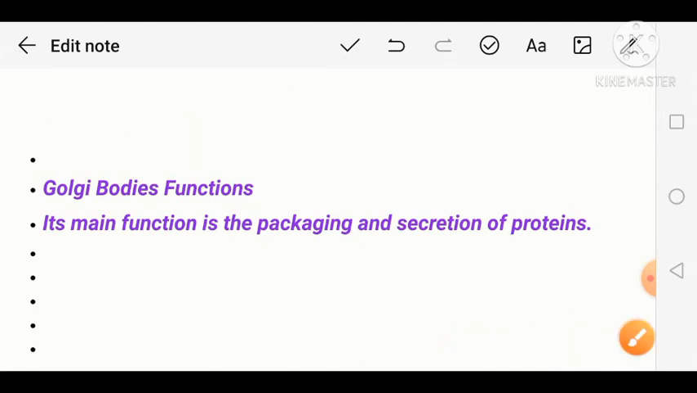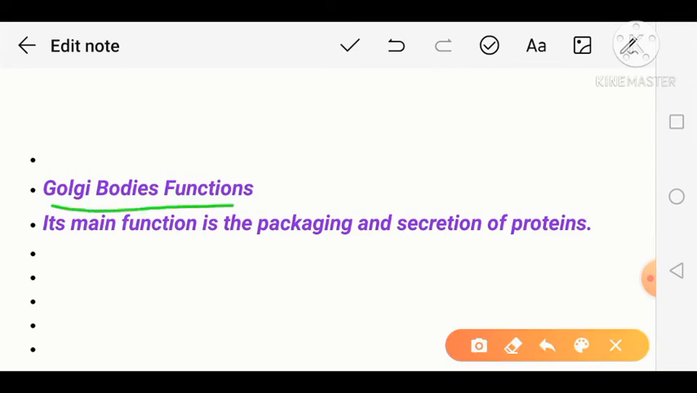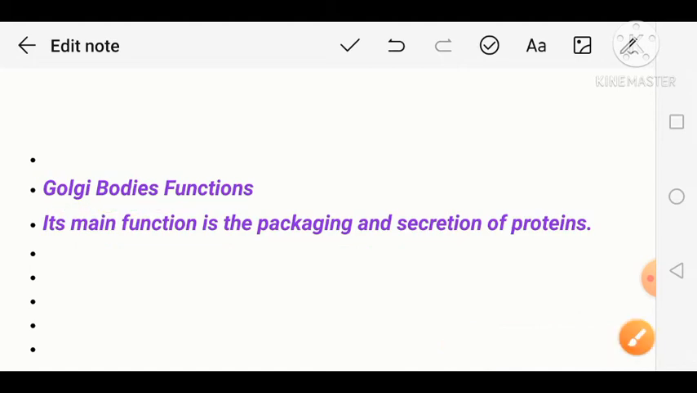Now we will try to understand the functions. The main function of the Golgi complex is packaging of proteins, carbohydrates or lipids, mostly proteins. Proteins are packed within the Golgi complex for further distribution and secretion of the protein. These are the two very important roles of the Golgi complex: packaging and secretion of proteins.